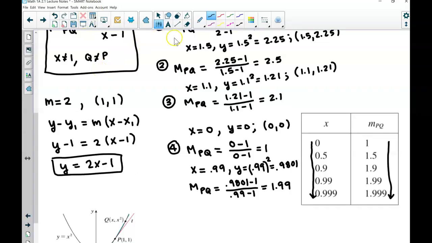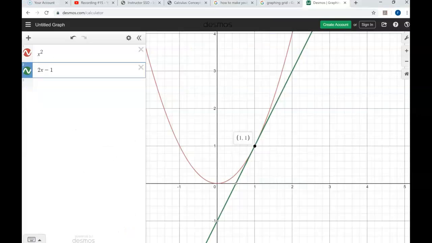All right, so let's move on to the next illustration. Now before we move on, I want to show you an animation.